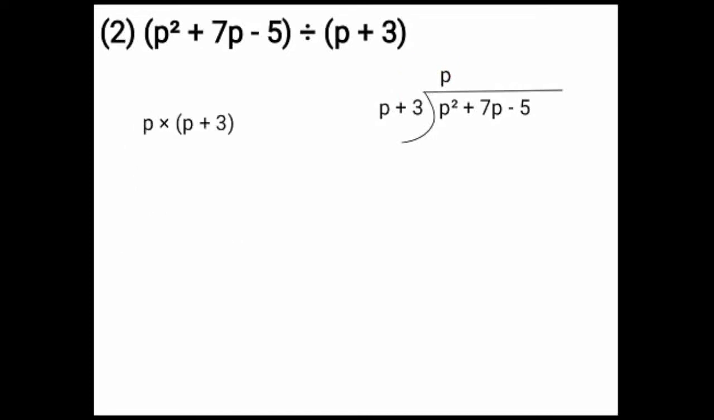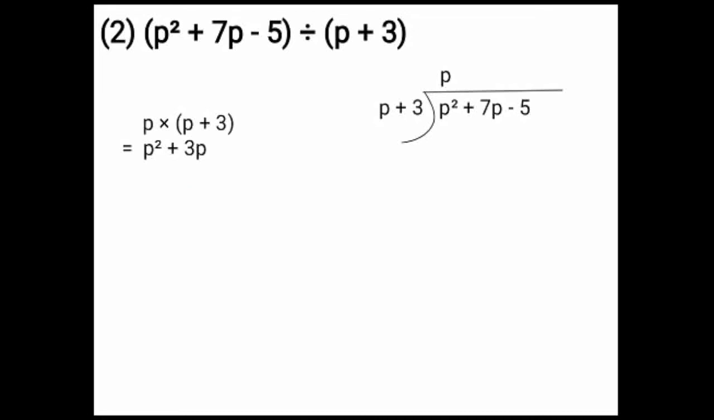Use the formula of a into b plus c. p into p is p square, plus p into 3 means 3p. So p square plus 3p you have to write in this place. Like terms which are same, you have to write in the same place. p square you have to write in this place, and 3p you have to write in this place.